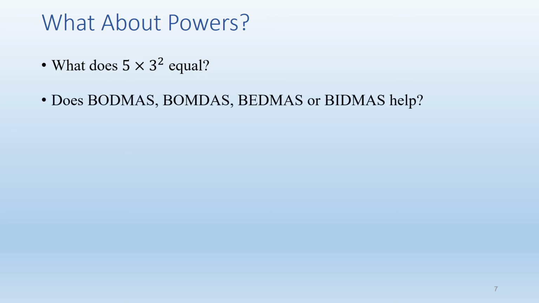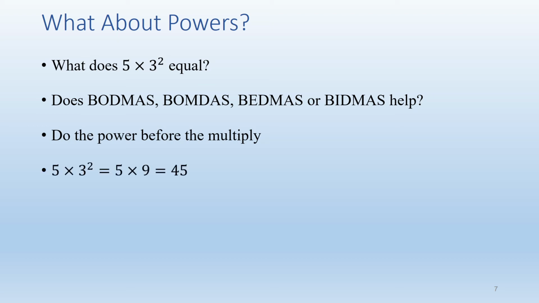If we go to our acronyms, do they help? Well, it depends on what you interpret the O as. Most people say that as "of", in which case there is nothing to do with powers there. The E is exponential, the I is index, and that's indicating that you would do the powers before the division and multiplication, and that is the convention. The power is done before multiplying. So in this example, we would do 3 squared is 9 first, and multiply the 9 by 5 to get our answer of 45.